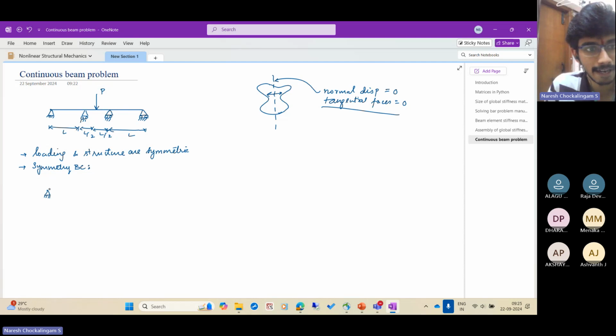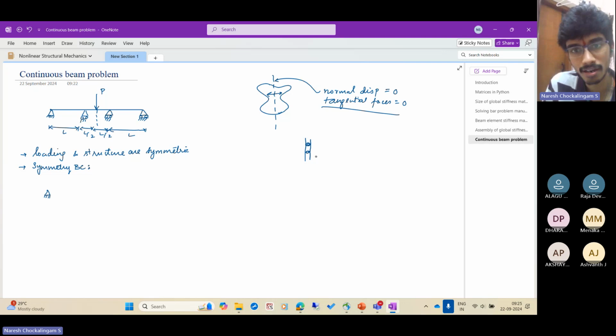So that's the thing. So here the line of symmetry is here. Along the line of symmetry, the normal displacement should be zero and the tangential forces have to be zero. Which boundary condition makes sure of that? It is the guided roller boundary condition.